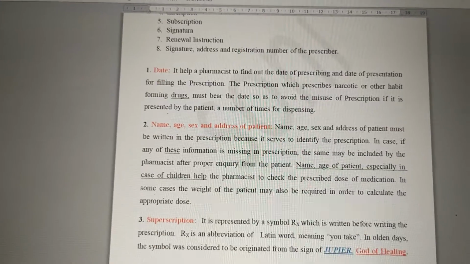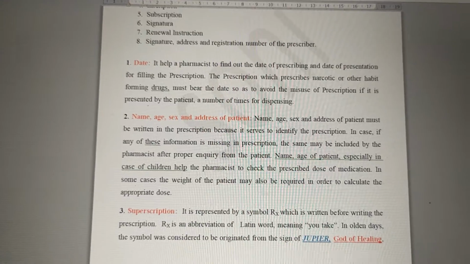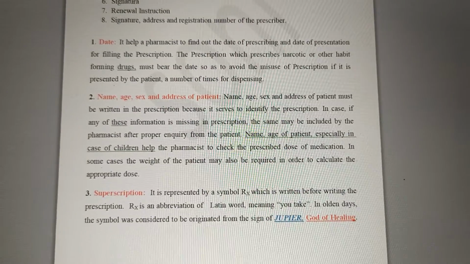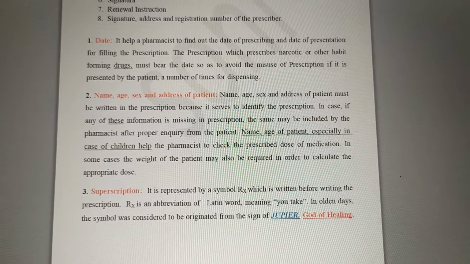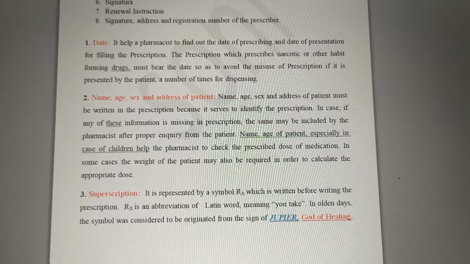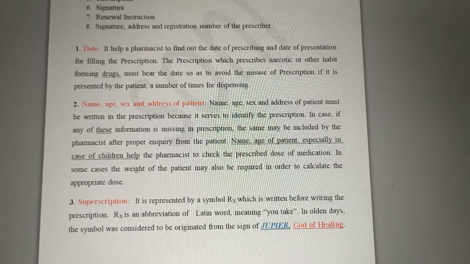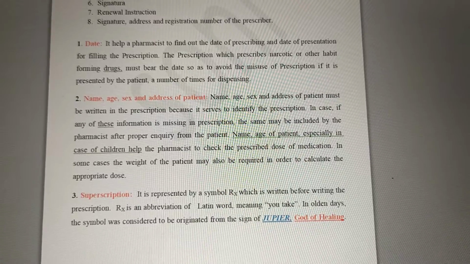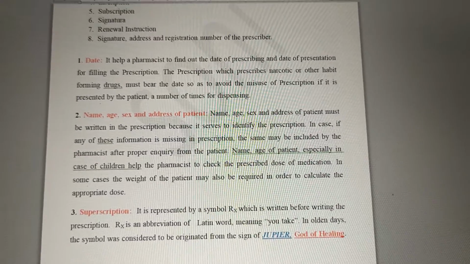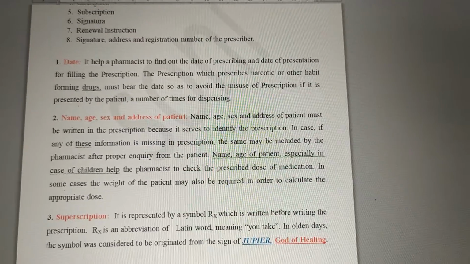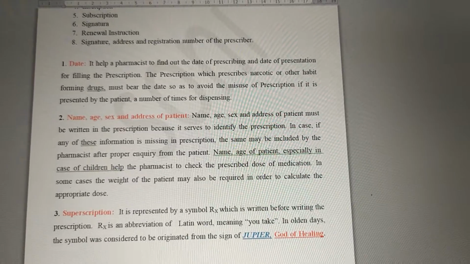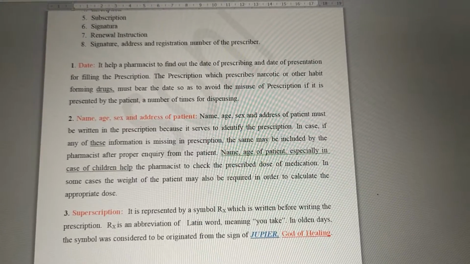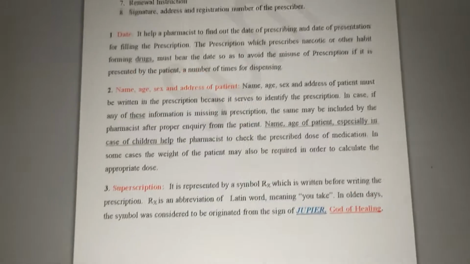Date: it helps a pharmacist to find out the date of prescribing and the date of presentation for filling the prescription. A prescription which prescribes narcotic or other habit-forming drug must bear the date so as to avoid the misuse of prescription if it is presented by the patient a number of times for dispensing.